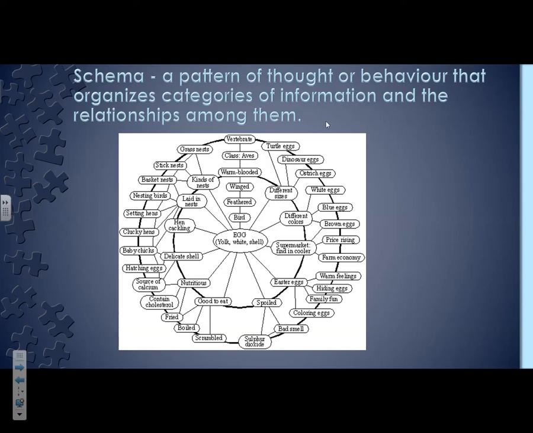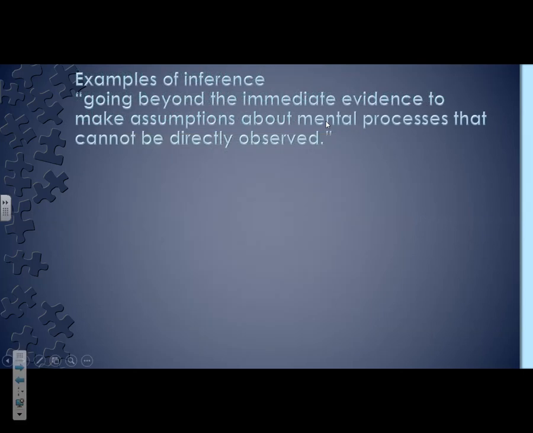So there's schema, which we will have another look at in class, but do make sure you're comfortable and have a look for a couple of other definitions of it as well, because whilst that one is off the mark scheme, there are better ways to explain it. The next term is the idea of inference. So going beyond the immediate evidence to make assumptions about mental processes that cannot be directly observed.